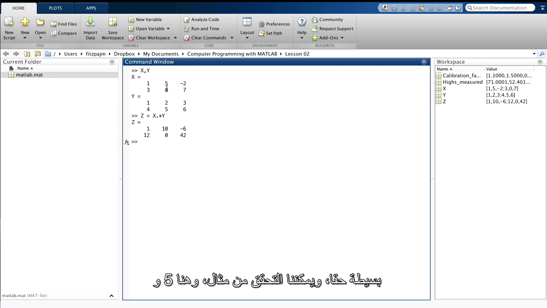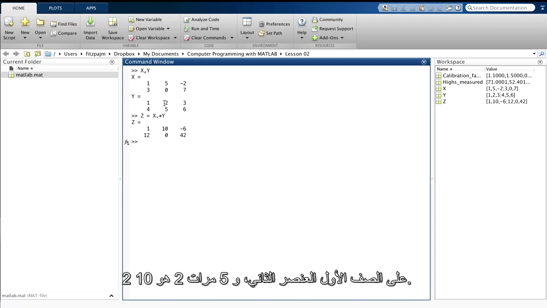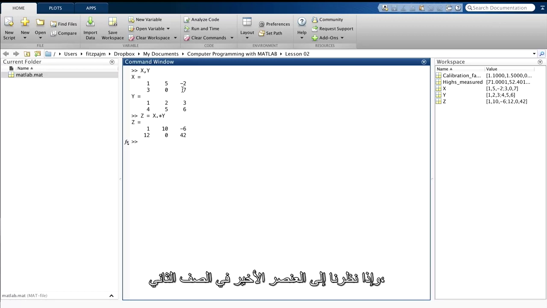And we can check an example. Here's a 5 and a 2 on the first row's second element, and 5 times 2 is 10. And if we look at the last element on the second row, we see a 7 and a 6, and 7 times 6 is 42. So when might you use array multiplication? Well, let's clear the screen and do an example.